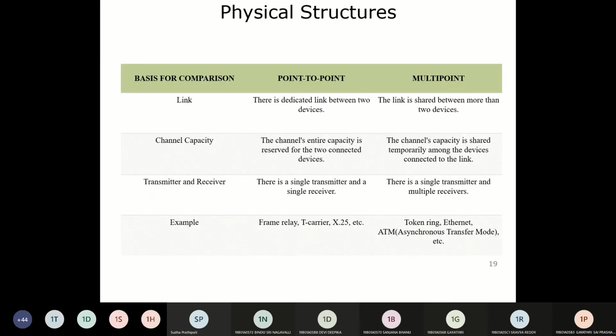So let us take a look at the table. Can you see this table, everyone? Yes, ma'am. The comparison here is in terms of the link, the channel capacity, and the transmitter and receiver, and I gave some examples over here.